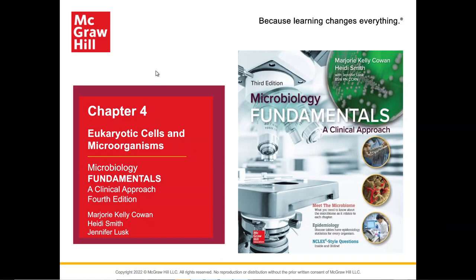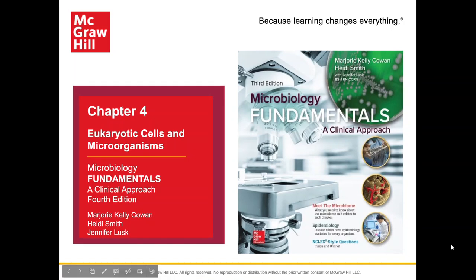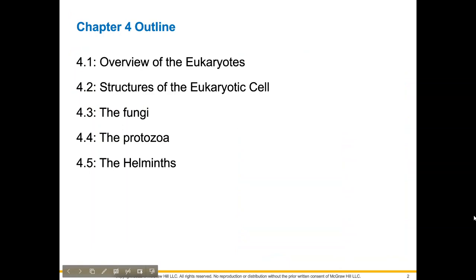Chapter 4 discusses eukaryotic cells and the microorganisms in that category. So let's look at an outline first. We're going to be covering parts 1 through 5. We'll have an overview of the eukaryotes. We'll talk about the structures that are found within eukaryotic cells. And then we'll talk about the three categories of eukaryotic cells that cause diseases in humans.